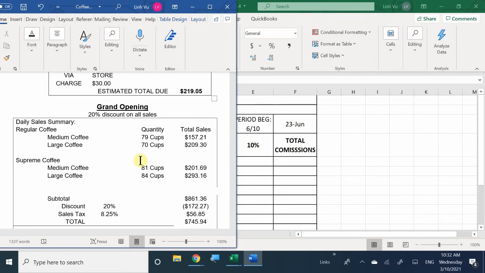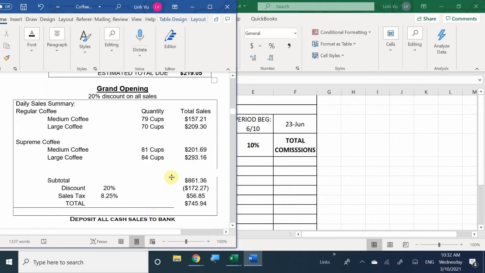Regular coffee, you sold a total of 149, medium and large total. Good. And then of course, I have my subtotal of my total sales, and I have my 20% discount, and I have tax. So, looking at this, I should have received a grand total of $745.94, because if I look at the bottom, it says cash sales. So all of these were cash sales.